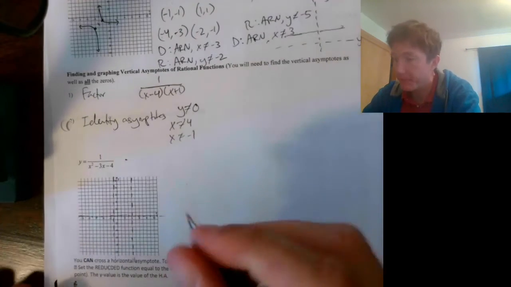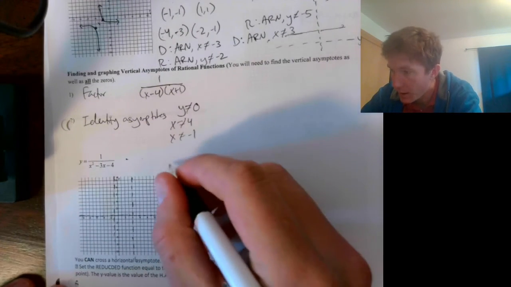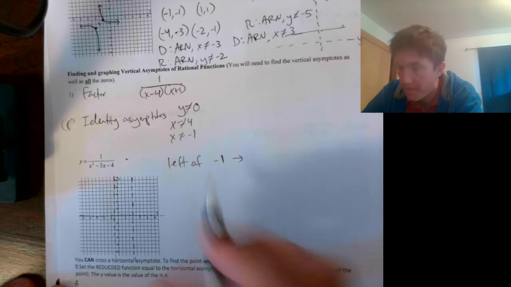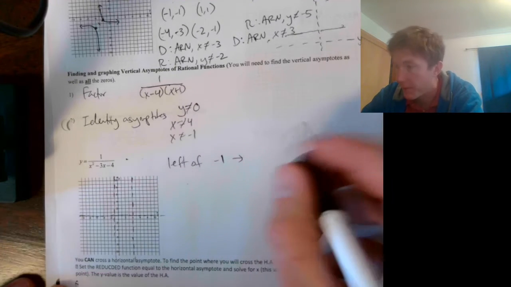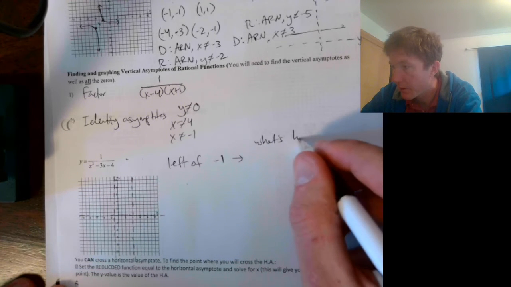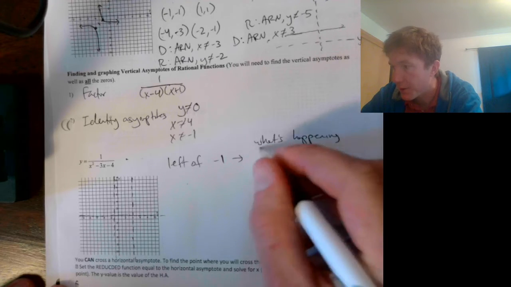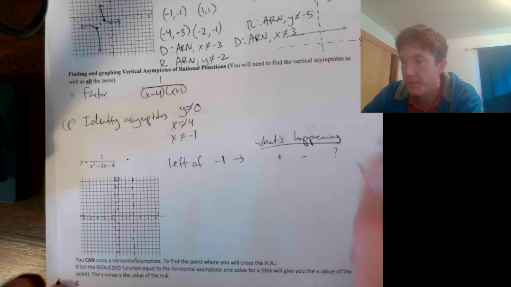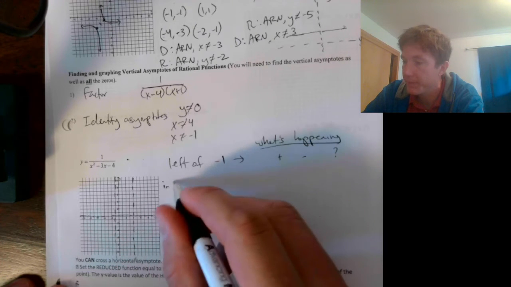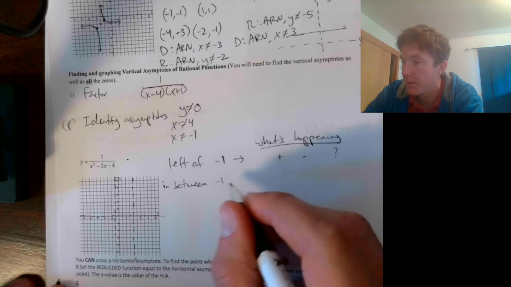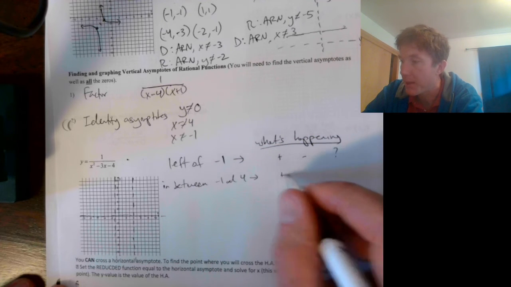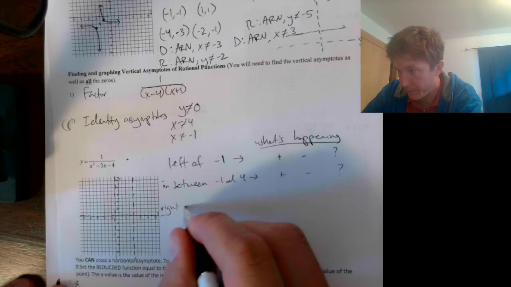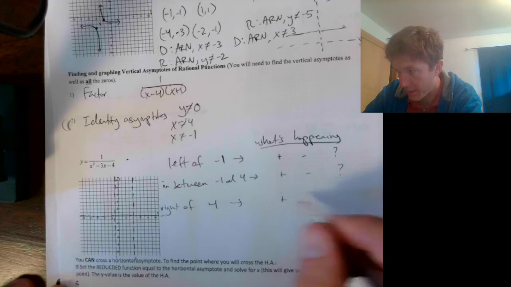So what I'm going to do here is identify left of negative 1. That's our asymptote here. What's happening? I just want to know the nature of the graph. Is it positive or is it minus? I'm going to do in between the two asymptotes. Is that positive or minus? And then I want to do to the right of 4. Is that positive or minus?